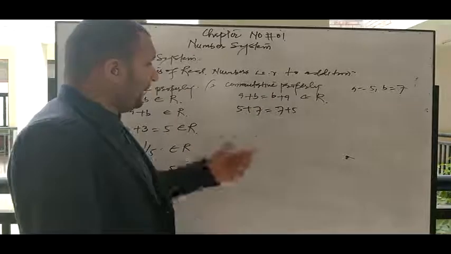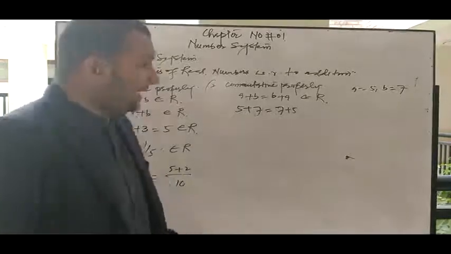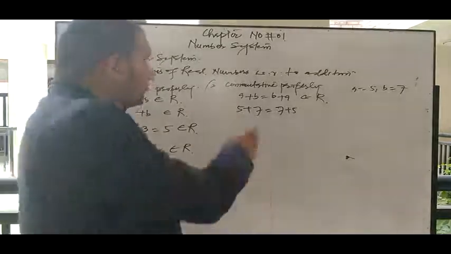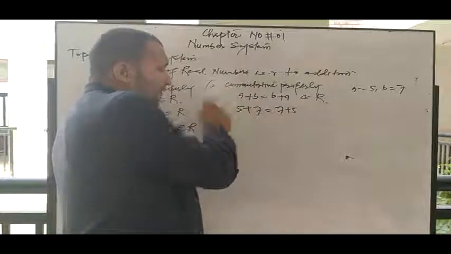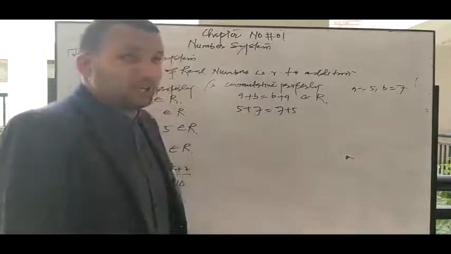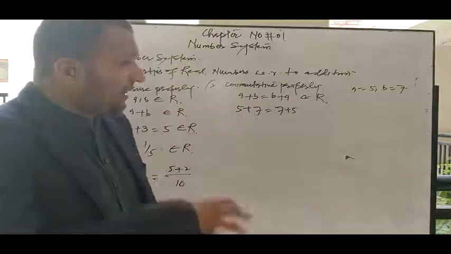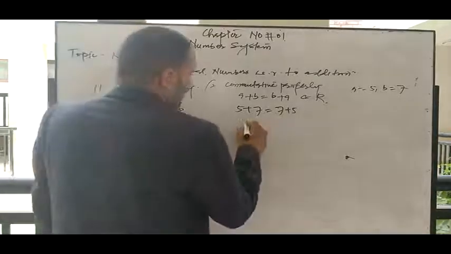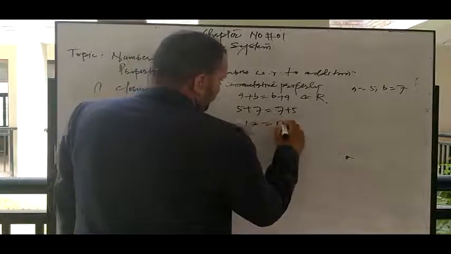We take a plus b and convert it to b plus a. This means on the left hand side the first is a and on the right hand side the first is b, but the value of the answer is not changed. 5 plus 7 is equal to 12, is equal to 12.